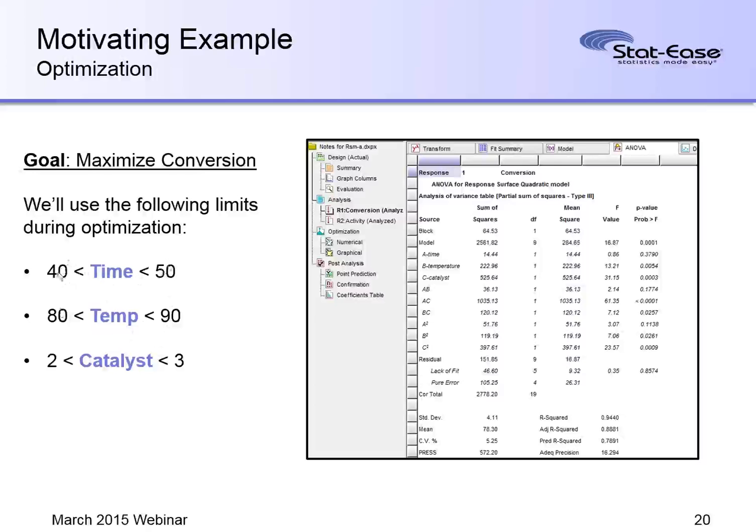meaning time will be between 40 and 50, temperature will be between 80 and 90, and catalyst will be between 2 and 3. We won't go beyond the edge of the design space just for simplicity. This in itself could be the topic of an entire talk, but it's not the topic of this talk.